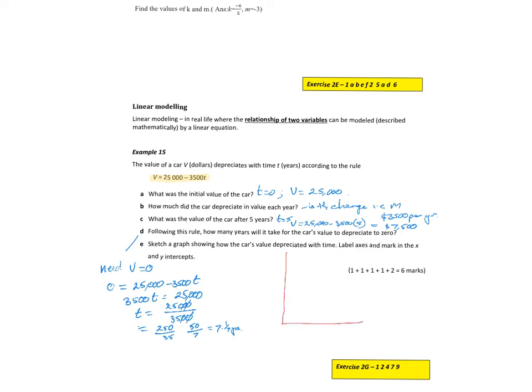So if we do a quick sketch, it's really important when we're modelling that the graph that we draw just represents real values. So in this case, time is going to be greater than 0 because it doesn't make sense to depreciate a car in negative time, nor does it make sense to have any values less than 0. So we're just going to sketch in that top right quadrant.